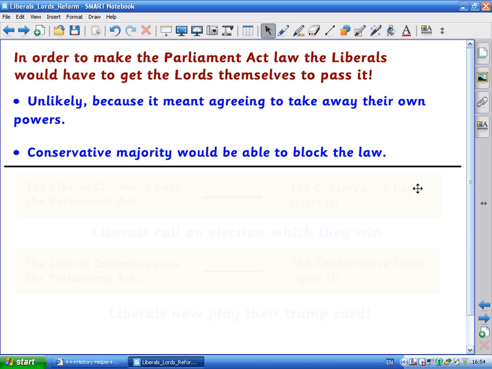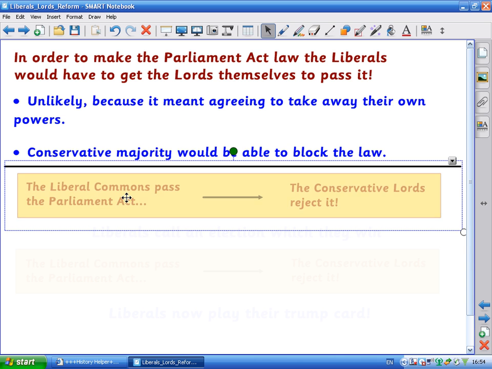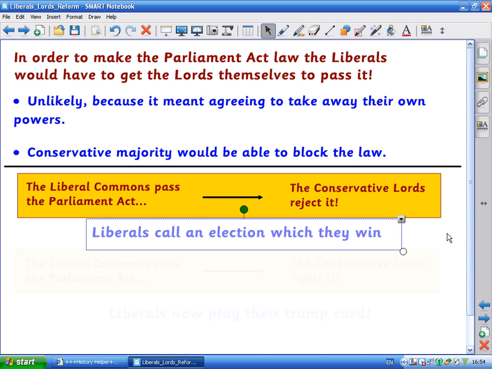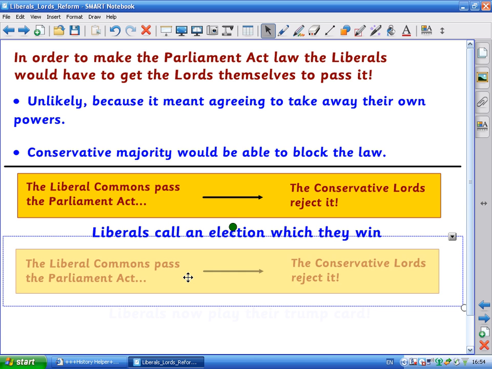So this is what happens, and there's a rather odd chain of events. So the Liberal Commons passed the Parliament Act. It then goes to the House of Lords, as every law has to, and of course the Conservative Lords reject it. So the Liberal government tries the same tactic as they did with the budget. They hold an election and they win it. Now, last time the Lords backed down, but this time they don't. They hold their ground. So it goes back into the Commons.